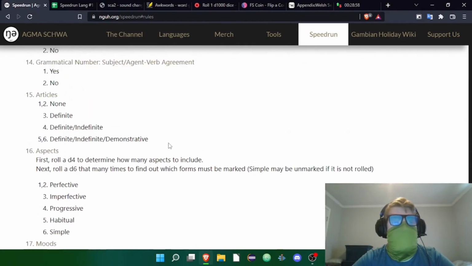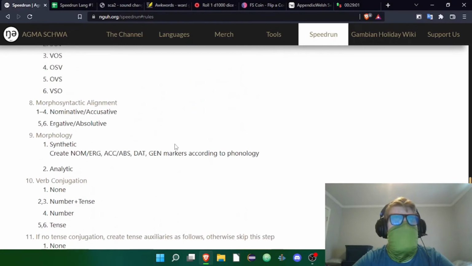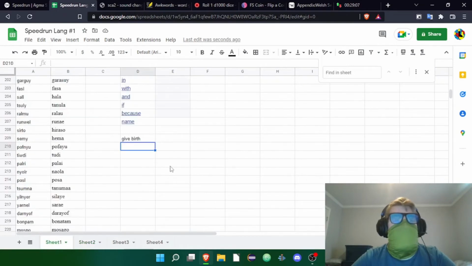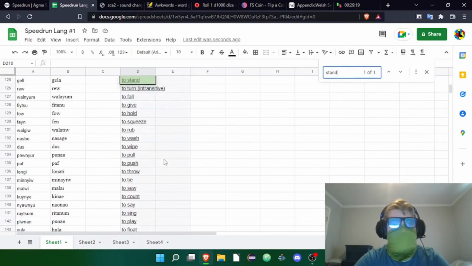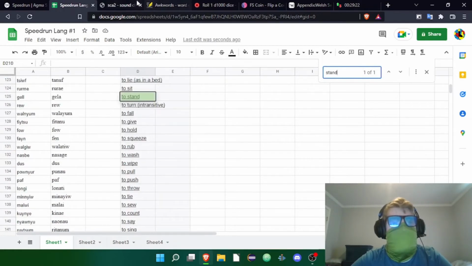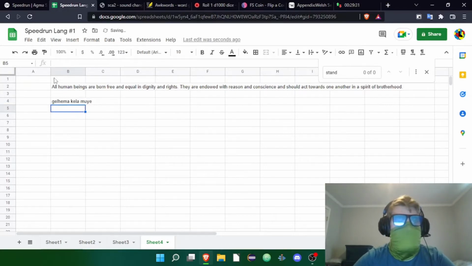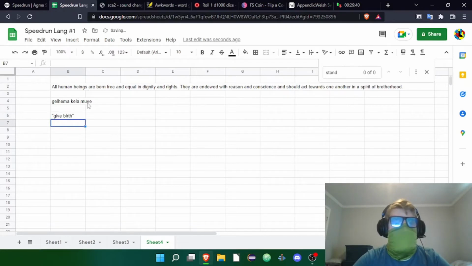First of all, is there anything on here which tells us what voices we need to have? There is not, so we're free to figure that out on our own. Well, we didn't get to use auxiliary verbs for anything else, so let's see if we have a verb that means to stand. I like to use those. We'll say gela is an auxiliary verb that encodes the passive. Or actually, we can turn that into a prefix and we'll create the verb gelhema, which means to give birth.